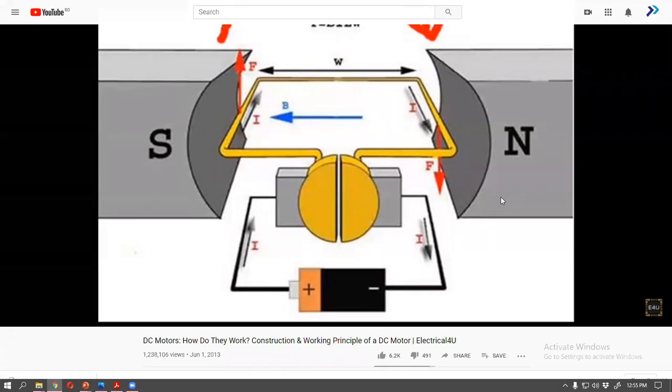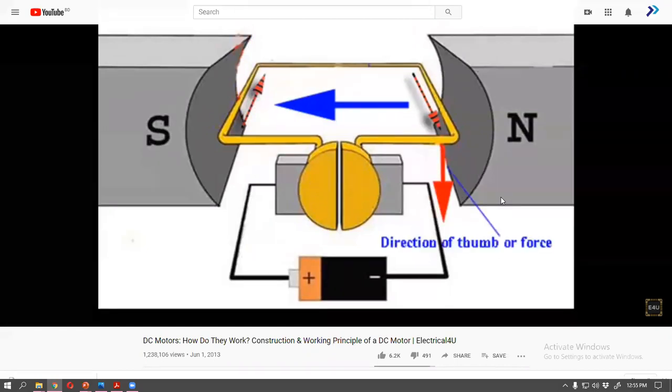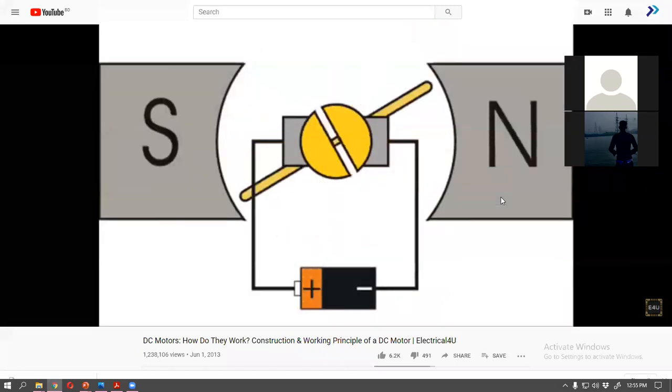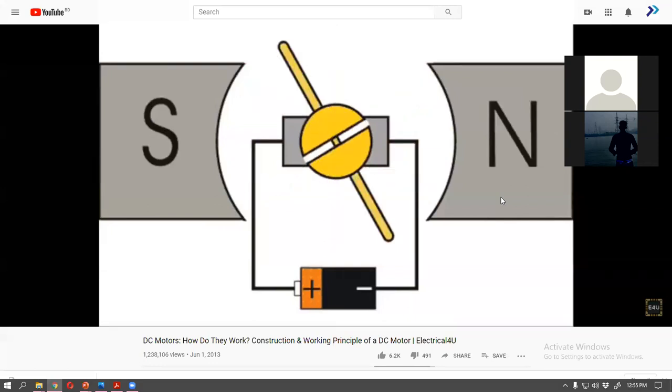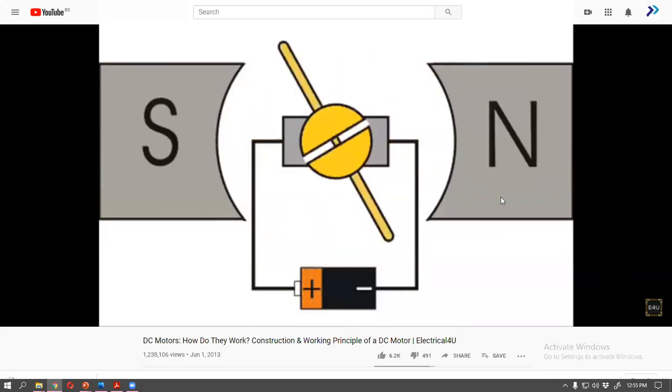Now, from that explanation, we can come to the conclusion that here in this model, whichever conductor comes under South Pole experiences an upward mechanical force, and whichever conductor comes under North Pole experiences a downward mechanical force. And due to these two forces, the single turn continues to rotate until the battery is disconnected.